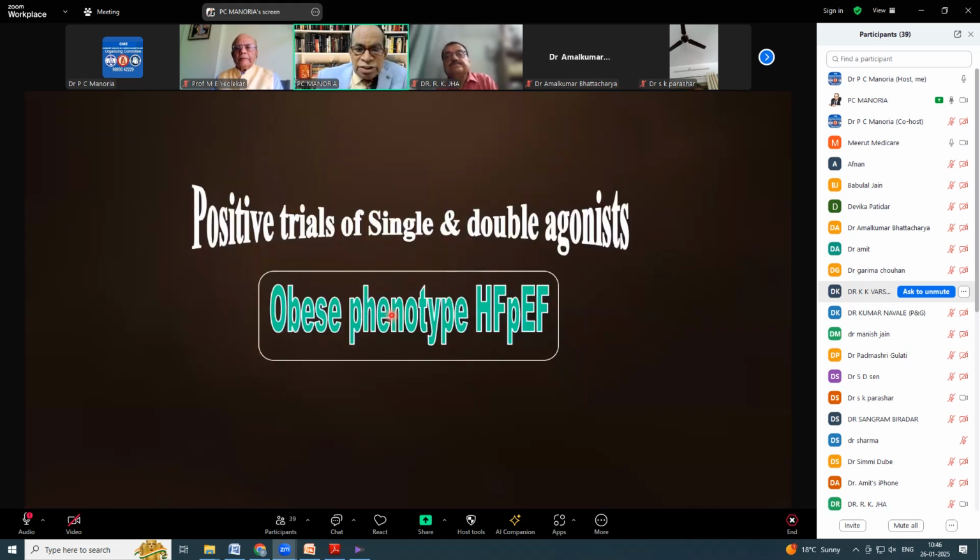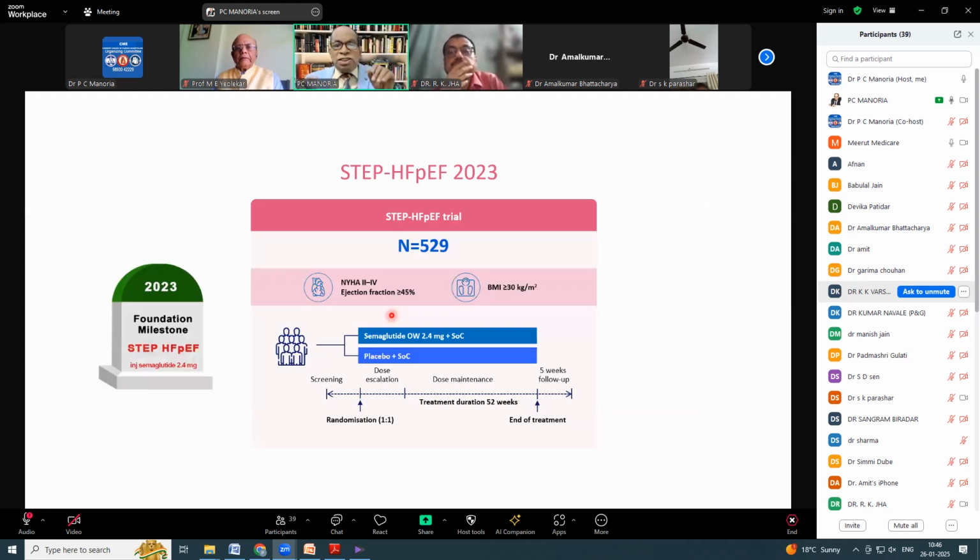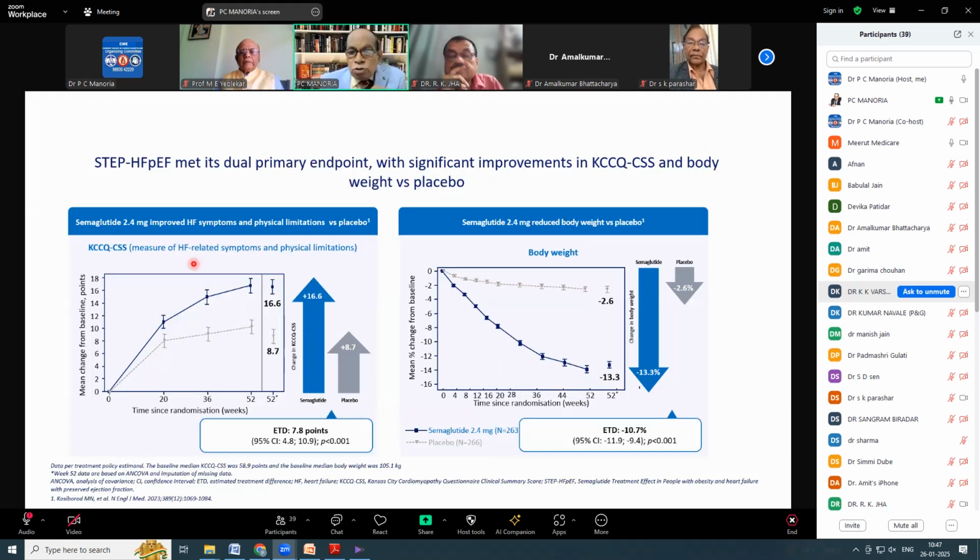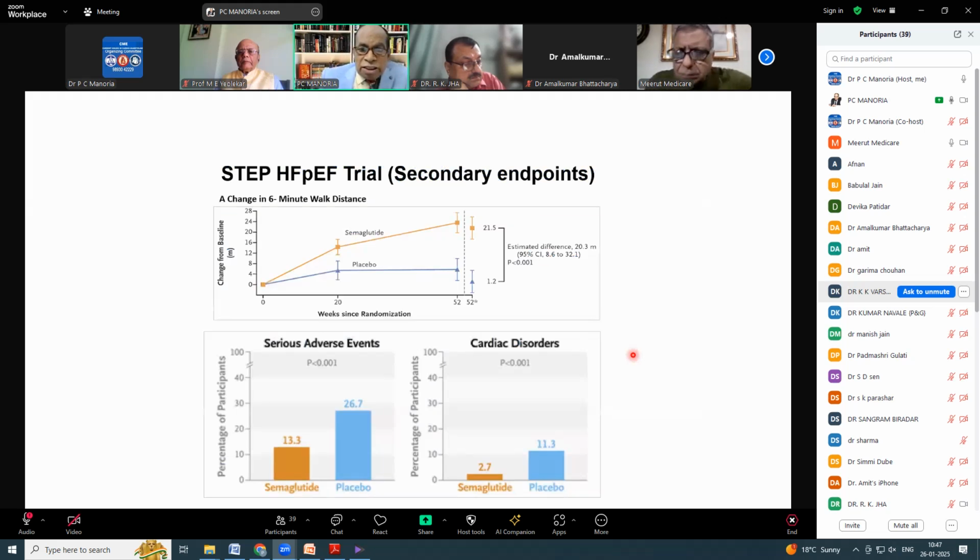Then we have these trials in HFpEF. Now, this is the initial HFpEF trial, which was carried out again with semaglutide 2.4 milligrams, and this was comparatively a smaller trial, 529 patients. The primary endpoint was improvement in KCCQ and body weight. You can see significant improvement in the quality of life as judged by KCCQ, and significant reduction in weight. The 6-minute walk test also improved. Serious events were less, and the number of cardiovascular events was much less, so nothing much to comment on.